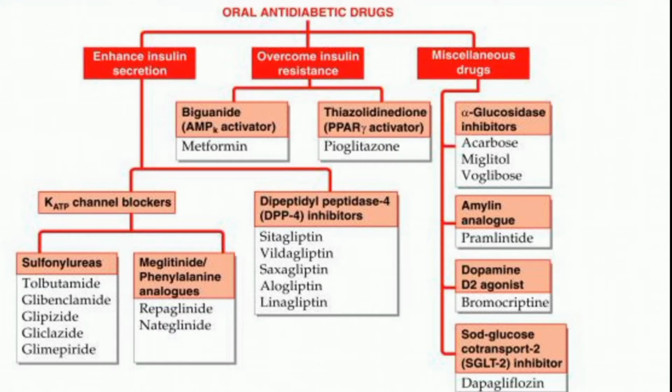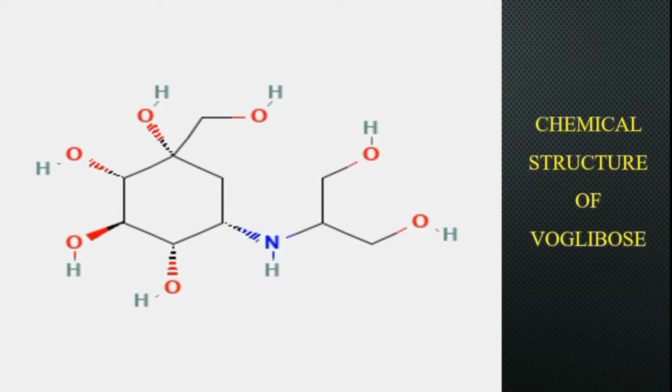So let's move on to our drug Voglibose. This is the chemical structure of Voglibose. These are the hydrogen, oxygen and nitrogen atoms that are arranged.